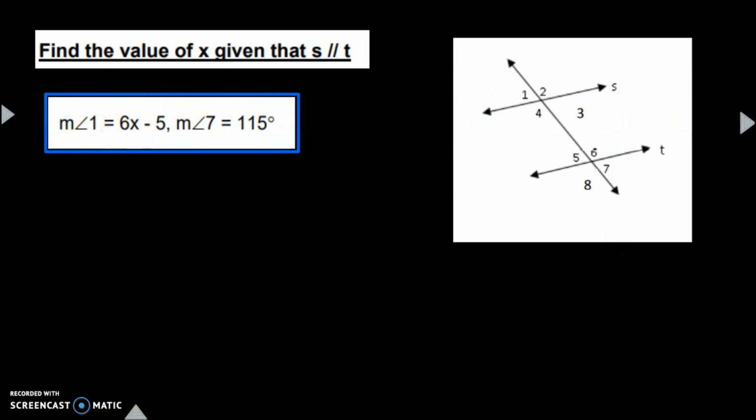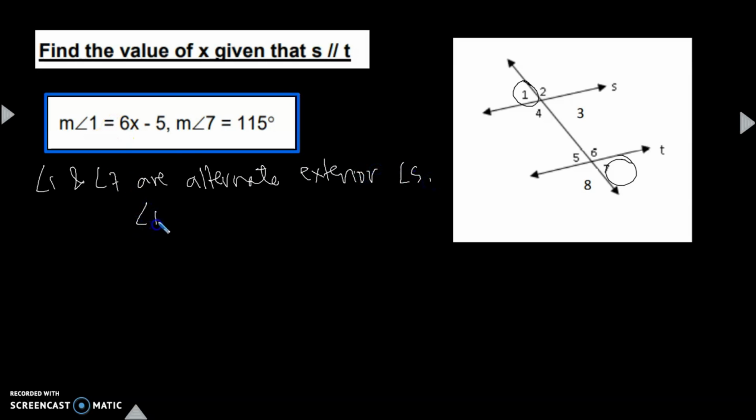The third example is just like what we had in the first two examples. We just have to mark the given angles in the figure. So 1 and 7. This time, angle 1 and angle 7 are alternate exterior. And alternate exterior angles are congruent. Since they are congruent, we write angle 1 is congruent to angle 7. And if they are congruent, their measures are equal. So we substitute the given measure of each angle: 6x minus 5 equals 115.